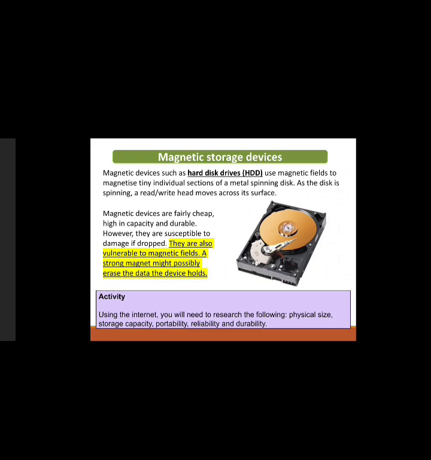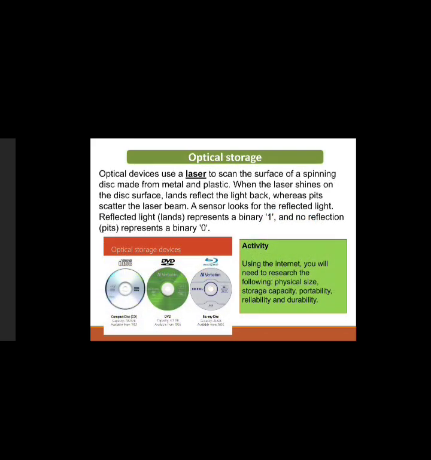to magnetize tiny individual sections of a metal spinning disc, and it is used to move across a surface in the read and write process. These are normally fairly cheap devices, and they're normally durable. However, they are very susceptible if they fall because of the spinning disc that makes it work. Also, you can't put them near any kind of magnet because if you do, it will erase the information that is on the disc.